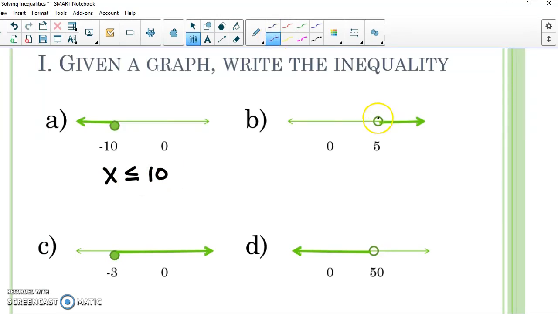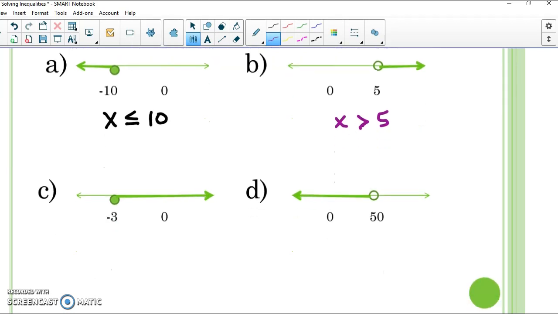On part B, I have an open circle at 5, so that means I'm not including 5, but I have shaded everything greater. So x is greater than 5, but not including 5. And on part C, I have a closed circle at -3, and I've shaded everything above. So x is greater than or equal to -3. And on part D, I have an open circle at 50, and I've shaded everything to the left. So x, or whatever variable I pick, is less than 50, but does not include 50, so I don't put the equal to part.